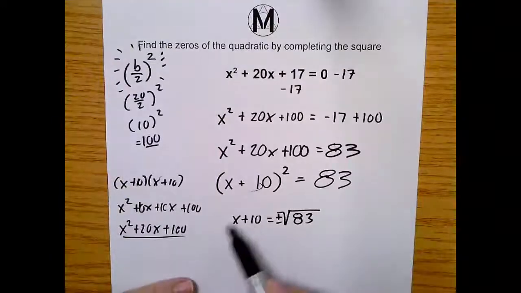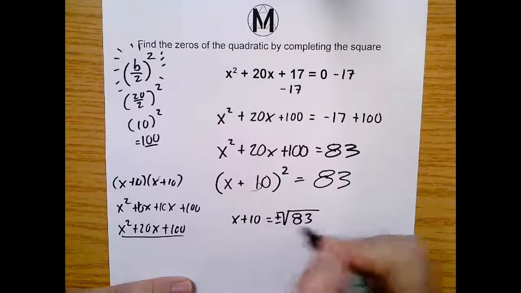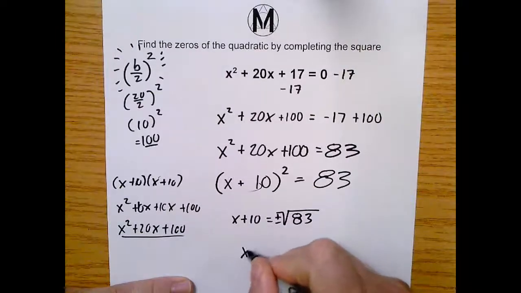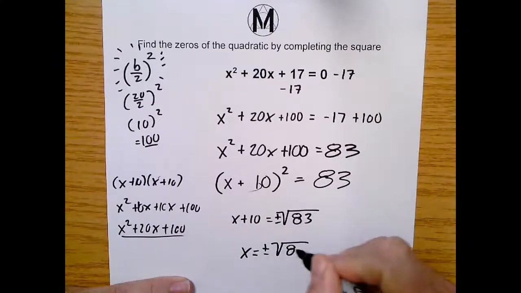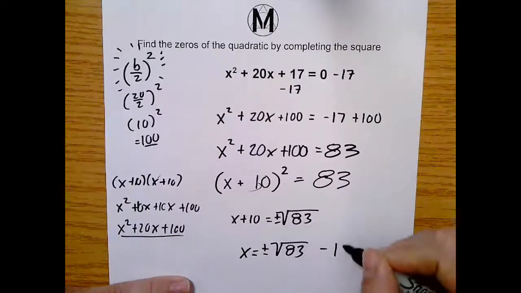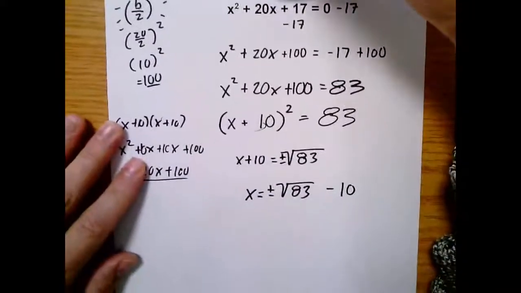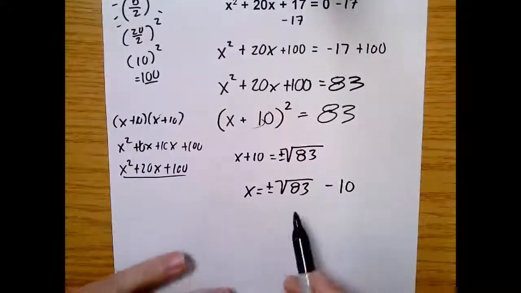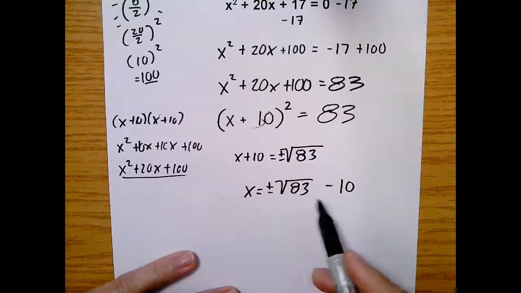Okay, I actually almost already have my x all by itself. I would just say subtract 10 from both sides, and now I have x is plus or minus the square root of 83 minus 10. And that actually is your two solutions right there. That's your two solutions. It's positive root 83 minus 10, and it's negative root 83 minus 10.